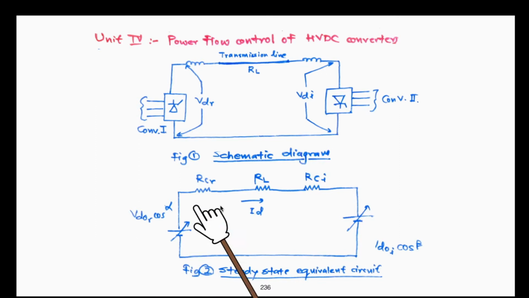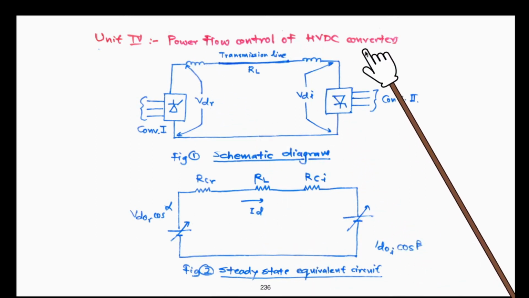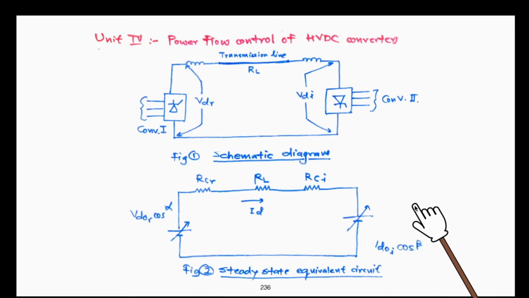So this circuit will form the basis of complete power flow control studies for HVDC converter in this unit, in this chapter. So you have to understand this circuit very well. This is the rectifier and DC voltage, okay. It depends upon the firing angle. This is the inverter and DC voltage, depends upon the angle of advance beta, and so also the AC side voltages. Of course, here also AC side voltages, right?